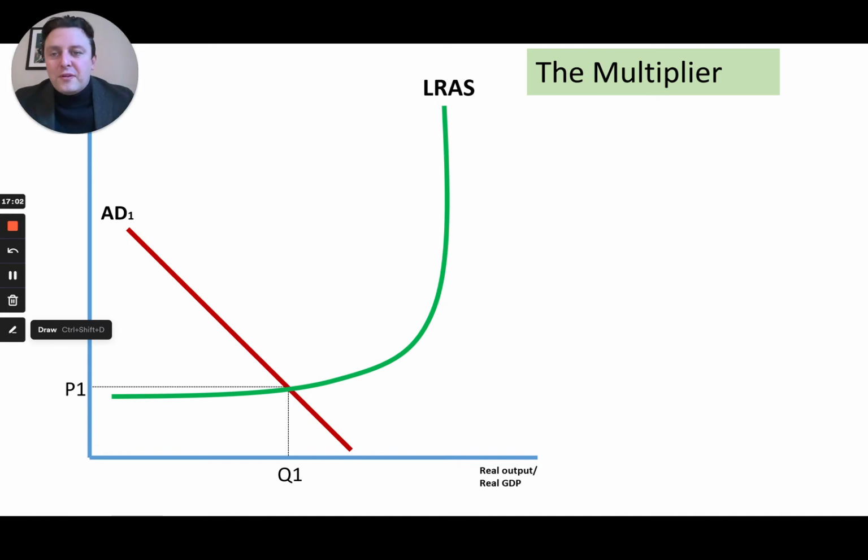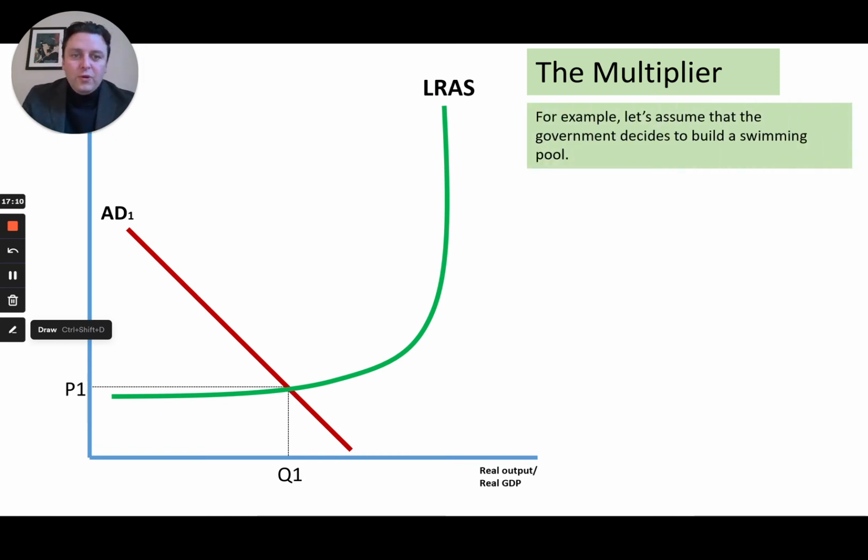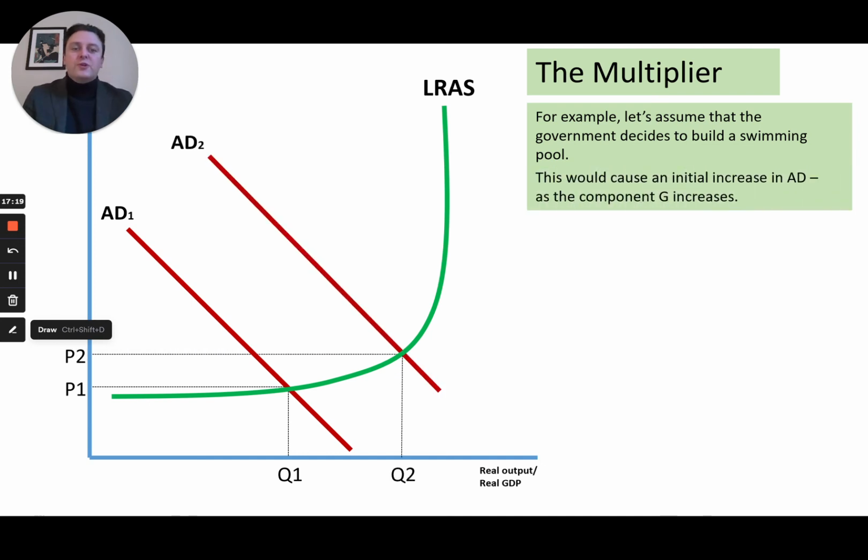So I think my head is covering the price level axis. So there we've got the initial AD. We'll go back to that example of the government deciding to build a swimming pool. This will cause an increase in AD. So of course, a key component of AD is G. So here you can see the impact on G.